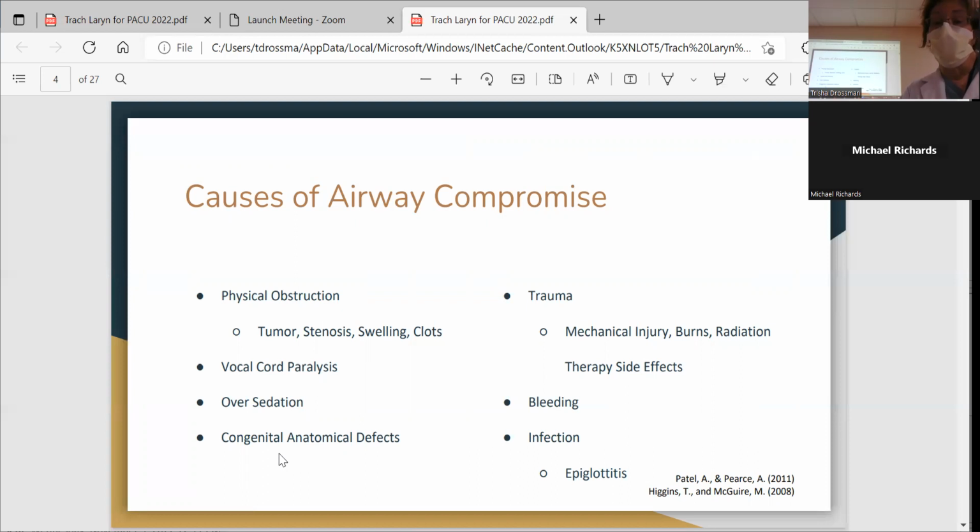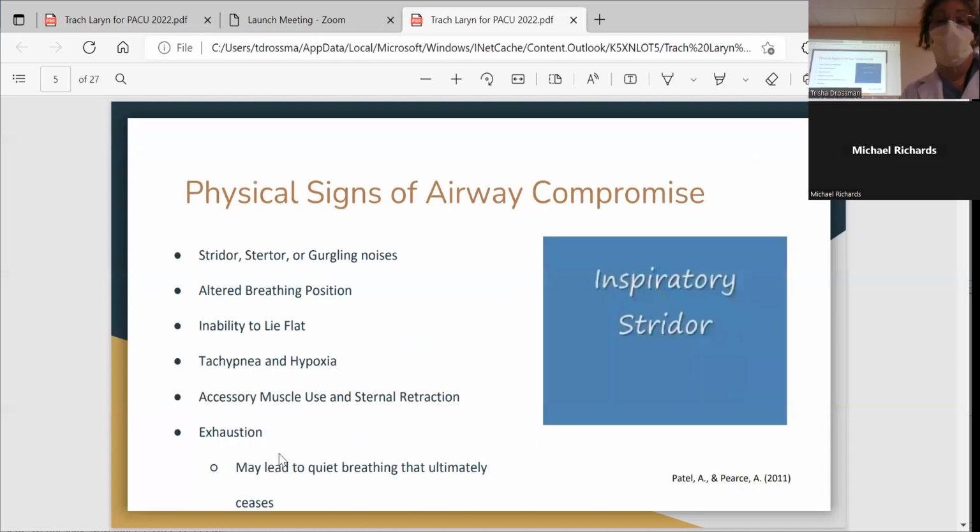And then any kind of trauma, mechanical injury, motor vehicle accident, strangulation, or burns to the airway, which would contribute to swelling, and a lot of radiation therapy side effects that we see quite a bit of. Bleeding can also obviously compromise the airway, and any kind of infection, like epiglottitis, though we don't see that too much anymore, thankfully.